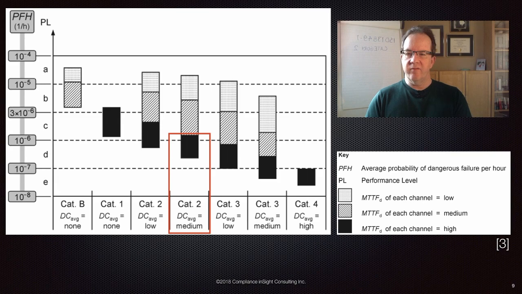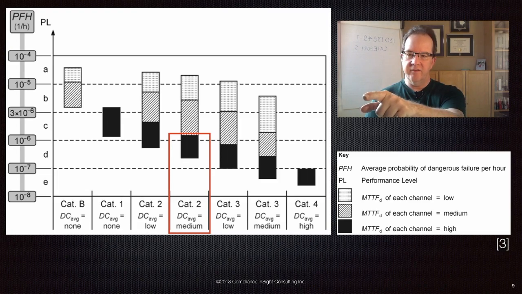So in figure 5, what you'll see is bands. If you look across horizontally, you'll see the performance level bands, A, B, C, D, E, okay? And each one of those bands is then sliced based on the category, and you'll see the categories along the bottom of the figure. So we have category B through 4, and associated with each category we have a diagnostic coverage, DC average.